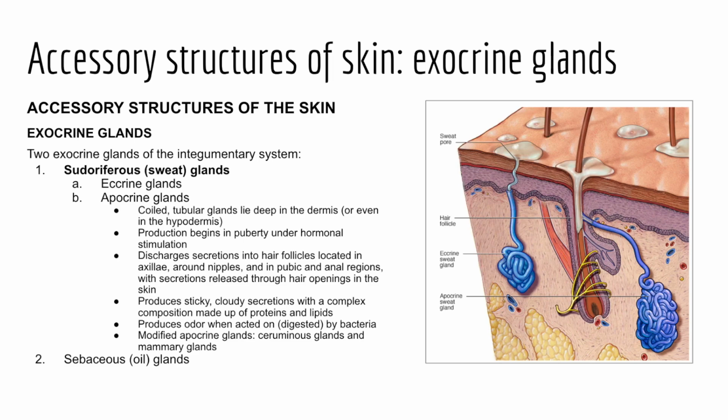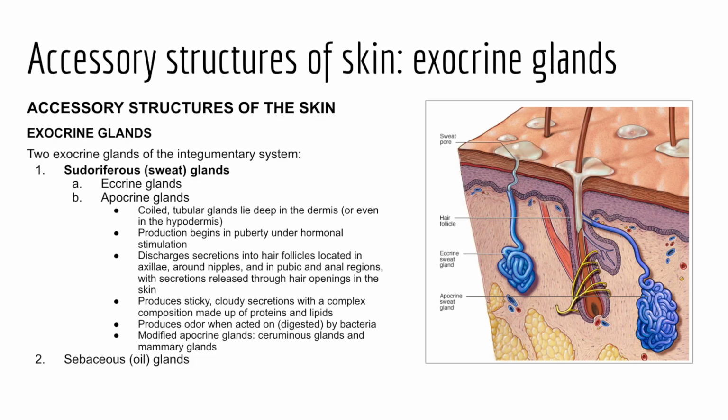The composition of this sweat is different than that of eccrine glands as well, with a cloudy, sticky secretion made up of fatty substances and proteins. And while it is itself odorless, sweat from these glands, when mixed with organic molecules found on the skin, takes on the generally unpleasant smell we recognize as body odor as bacteria break down components of this sweat.